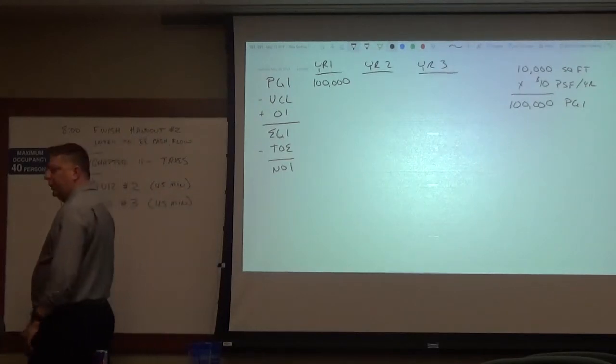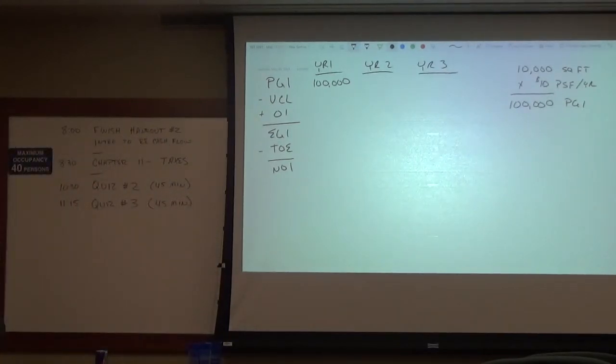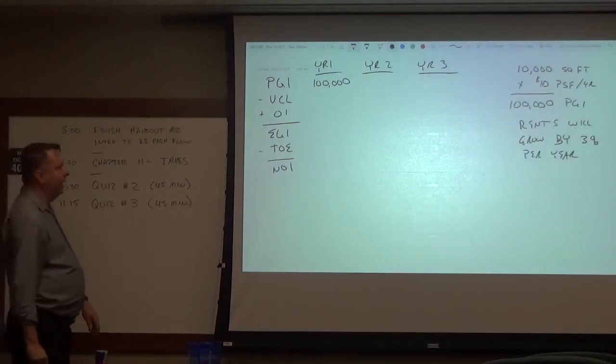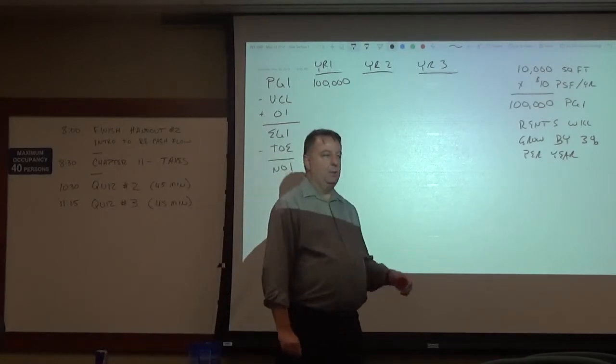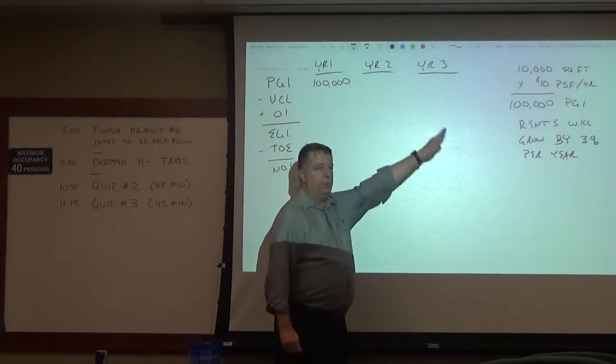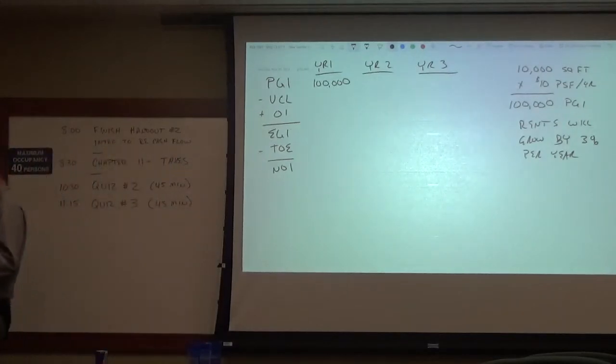So what we're going to do is we're going to make the assumption that the rental income is going to grow. So rents will grow by what percent a year? Give me 3%? 3% per year. Okay? So if that's the case, what are we going to do to get year 2 and year 3? All right? It's fairly straightforward in terms of the math.